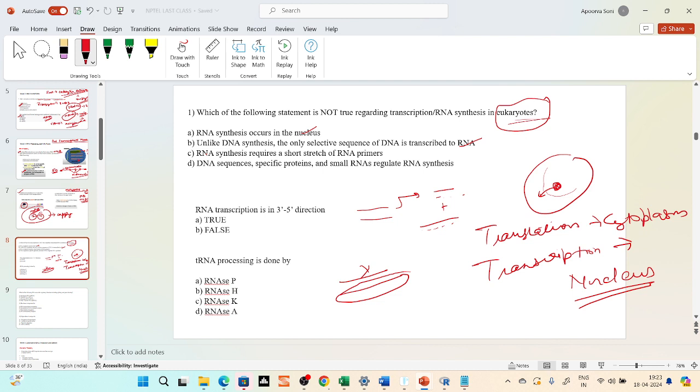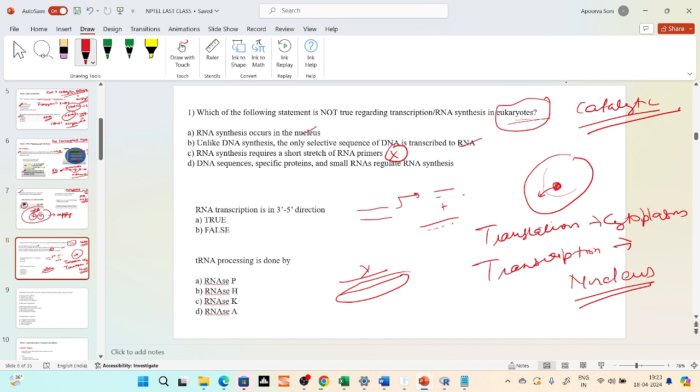Now, this is a wrong statement. Why? Because we know that RNA has catalytic activity. That means for DNA synthesis, we require primers. But for RNA synthesis, we do not require primers. And this is one of the advantages of RNA. That is why in the ancient times, RNA was the genetic material, because there was no need of primers. But it has certain disadvantages also, that is not of our concern right now. But this statement is wrong.